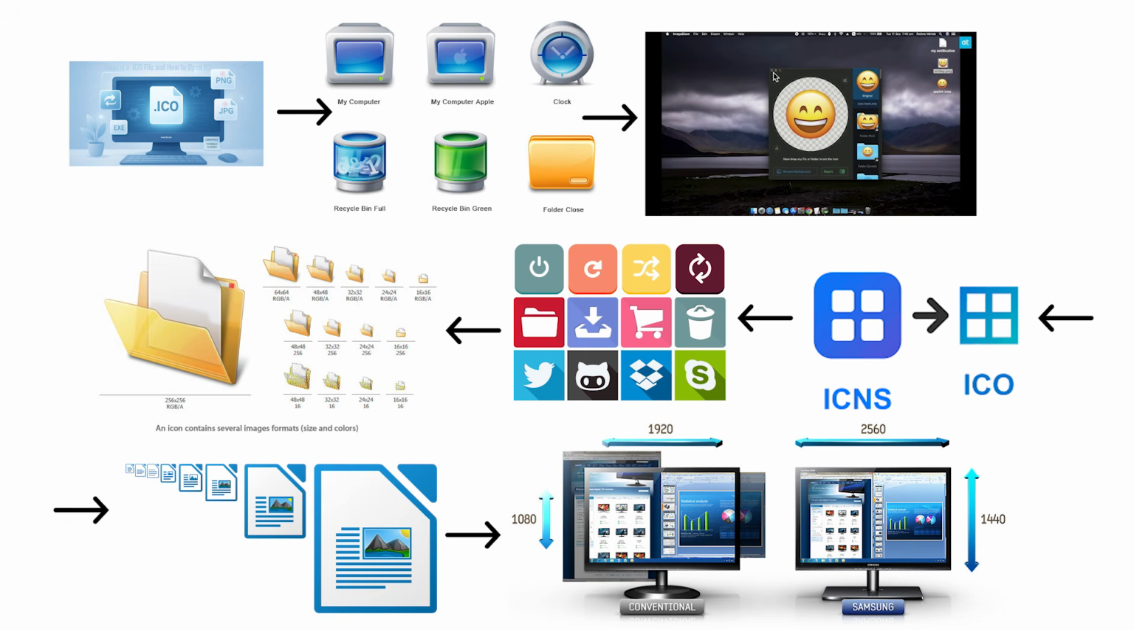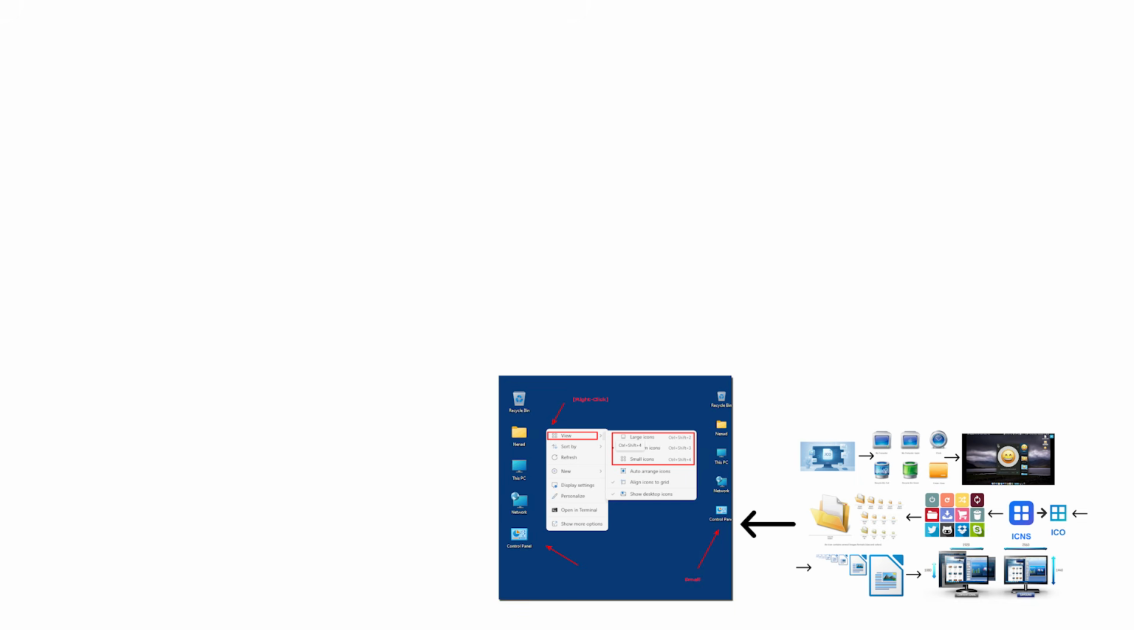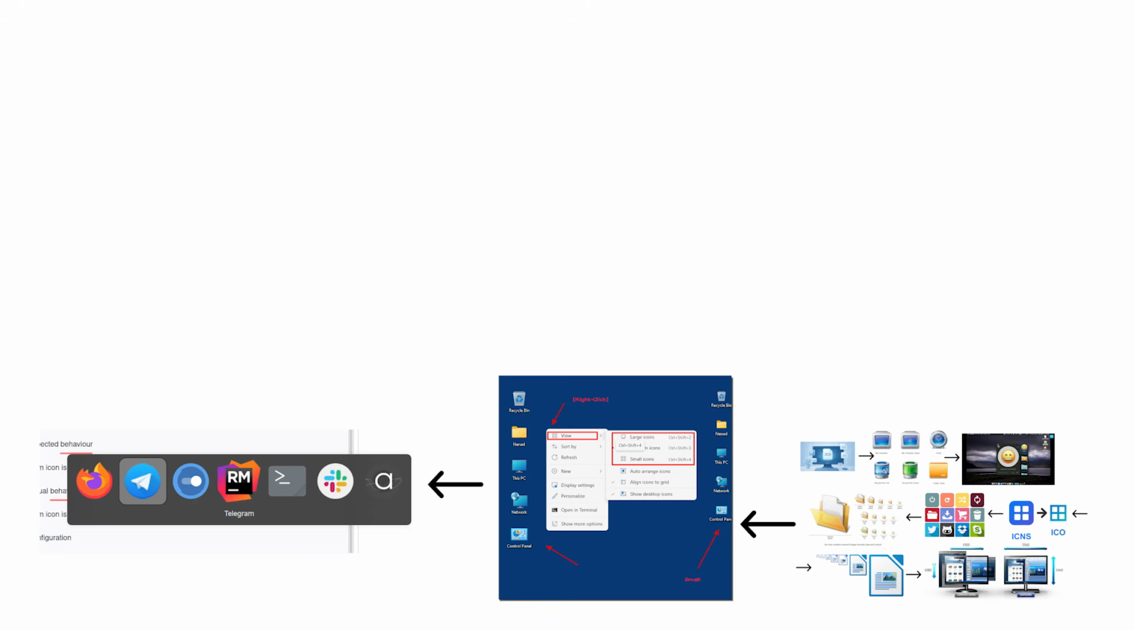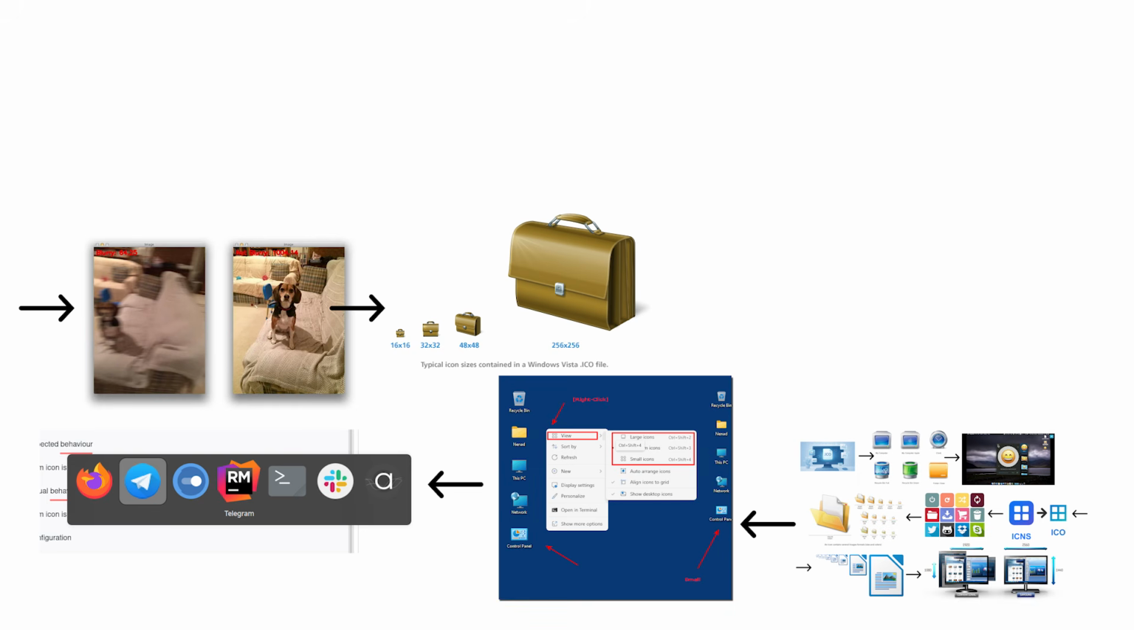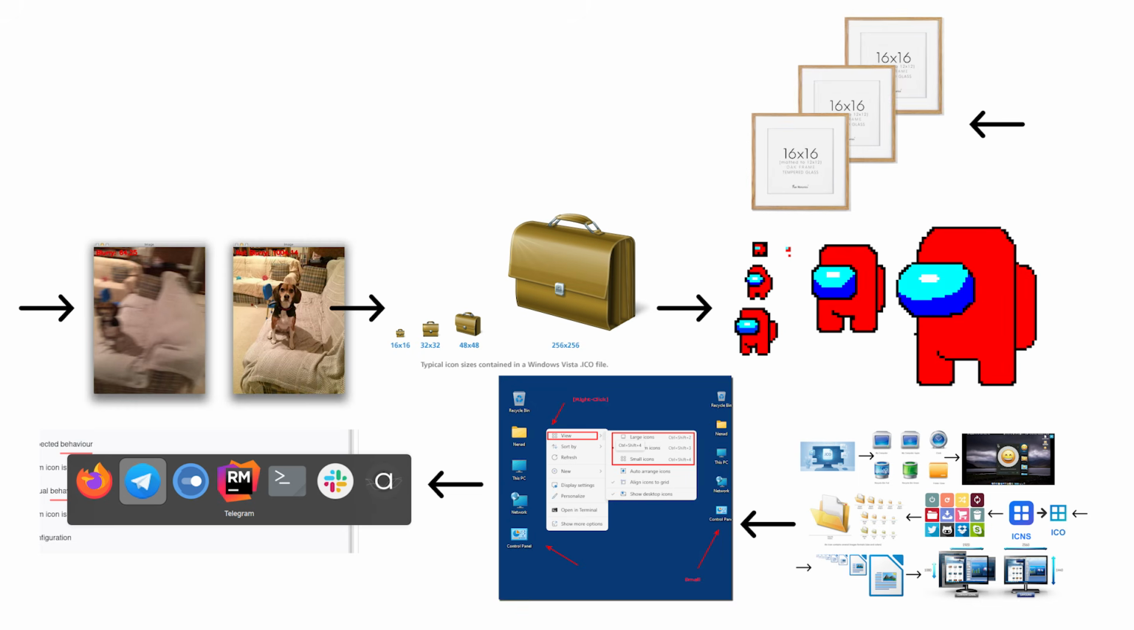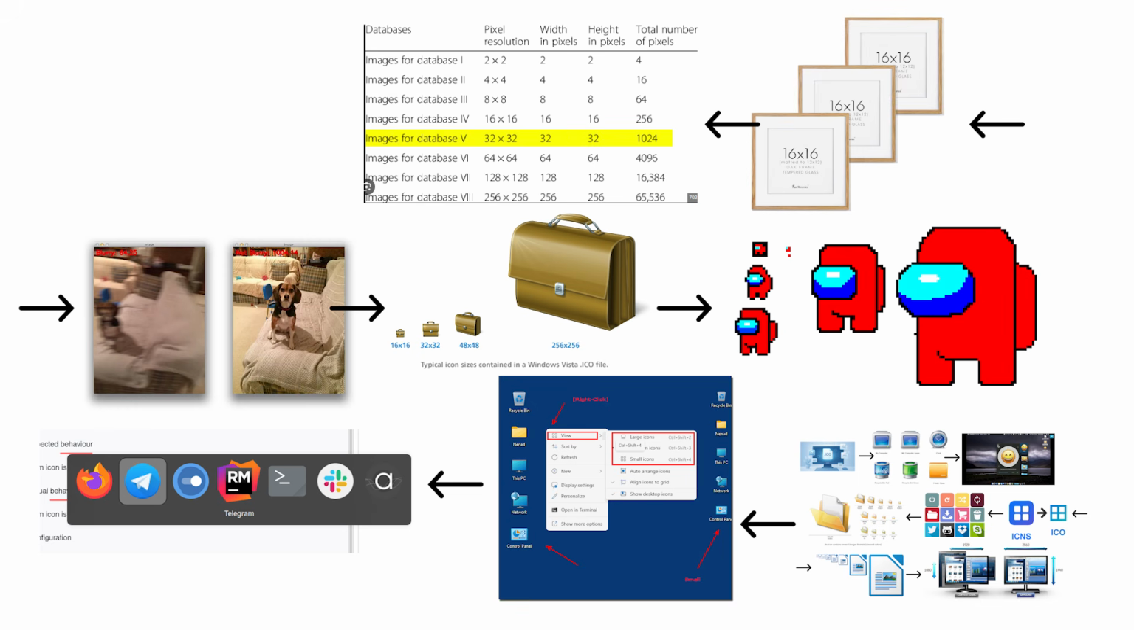This matters because operating systems display icons at different sizes depending on context. A small icon in a file list, a medium icon on the desktop, a large icon in an application switcher. Rather than scaling a single image and getting blurry results, ICO and ICNS files contain pre-rendered versions optimized for specific pixel dimensions like 16 by 16, 32 by 32, 64 by 64, and so on.